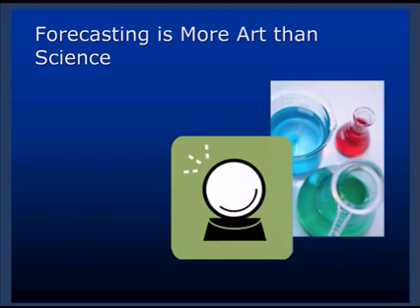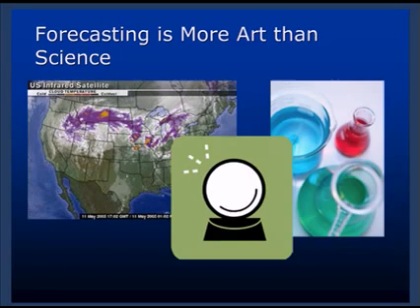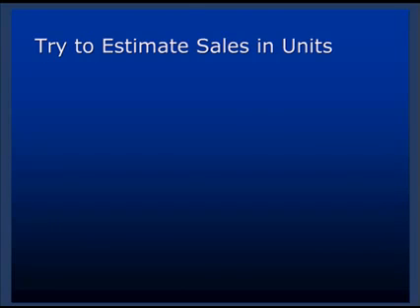Forecasting your future for your business plan is a matter of well-organized, educated guessing based on what research is available and what past results are available. You can do this. Just take it step by step. To start your forecast, try to estimate your sales in units.